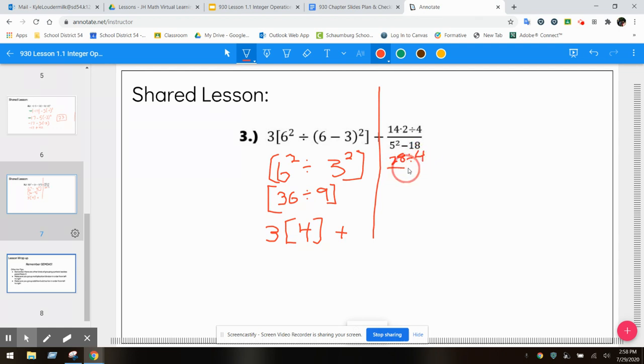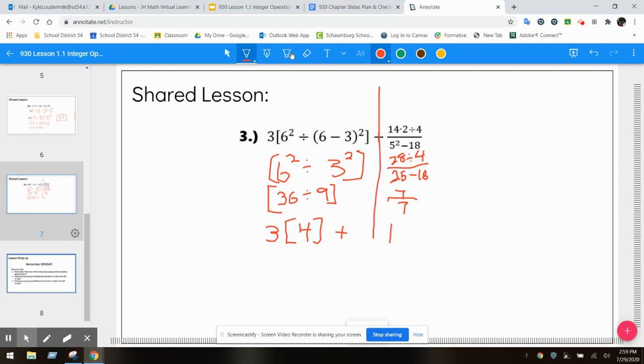The bottom, again, can be treated separately. 5 squared minus 18. So 5 squared is 25 minus 18. Okay, again, let's work on simplifying the top more. 28 divided by 4 is 7. The top becomes 7. The bottom is 25 minus 18, which is also 7. So after I do all of that, I get 7 on the top, 7 on the bottom, which reduces down to 1. Okay? So I get 3 times 4 plus 1.